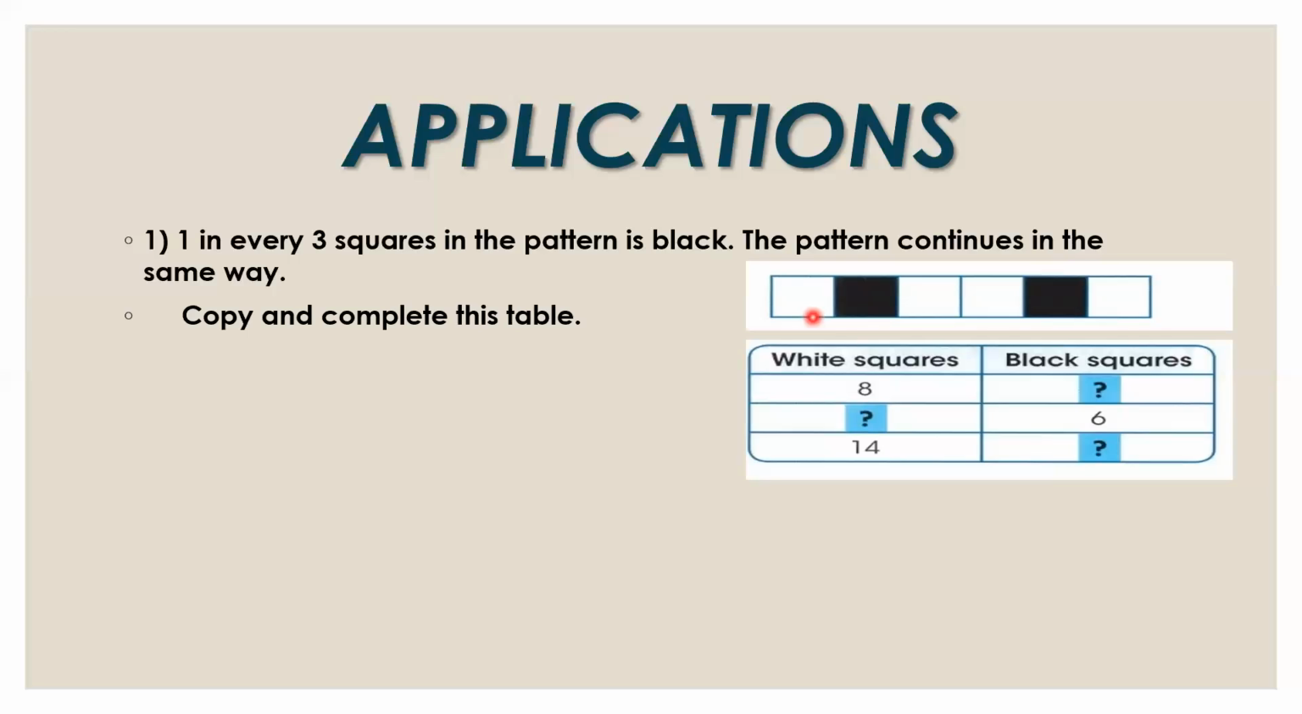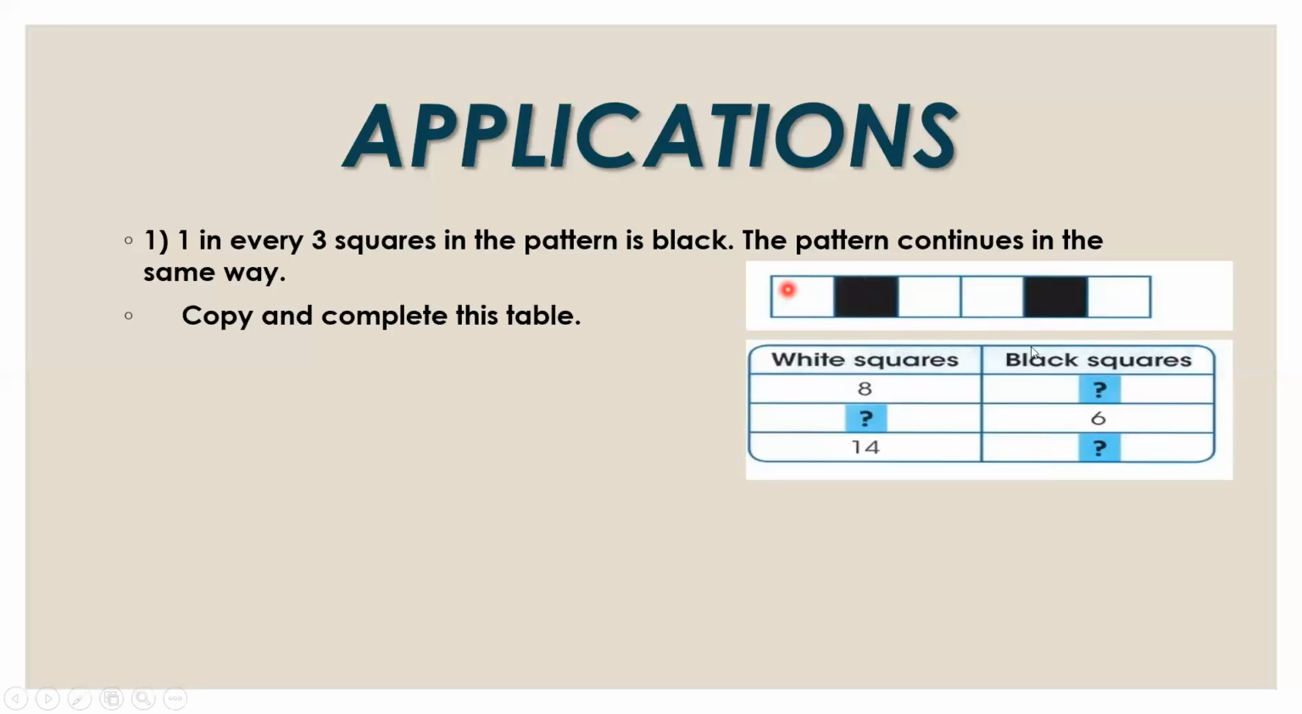So here you see there are four whites and 2 blacks. So the white part seems to be more, and exactly half the number of white parts is black. So that was the idea. Here you can see in this tabular column white squares and black squares, and in some areas white squares are missing and in some areas black squares are missing.